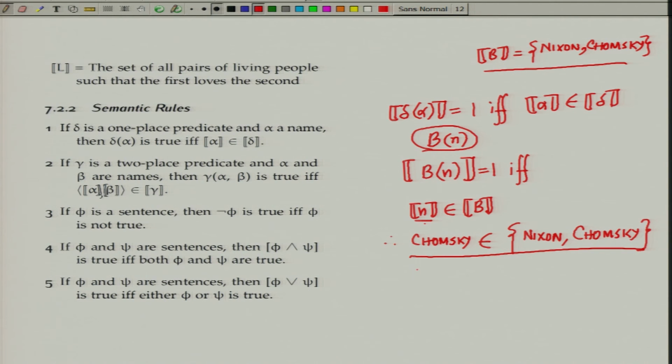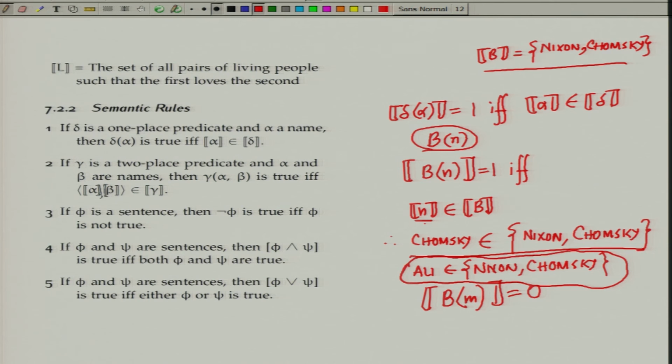A false sentence would be something like Ali belongs to. So, this is not true. Because Ali does not belong to this set, the sentence B M will be false. It will be false because this is not the case. Because it does not hold, this sentence will be false. This is how we understand these things.